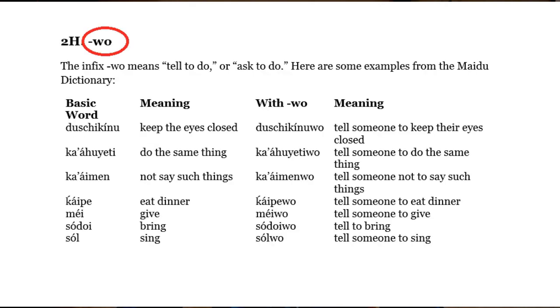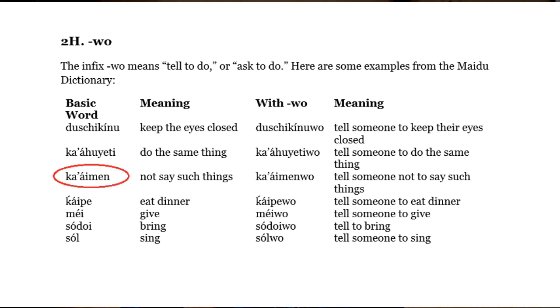Now let's look at the wall infix. The wall infix has at least two meanings. The one we'll use in this lesson to make up new words is a fun one. Tell somebody to do. Go to page 44 in the Modern Maidu Workbook. In the middle of the page where it says 2H, these are words we already have in the regular dictionary that have the infix wo. Tell somebody to do. For example, the first one is dus chikinu. Keep your eyes closed. Add wo and it becomes dus chikinu wo. Tell somebody to keep their eyes closed.